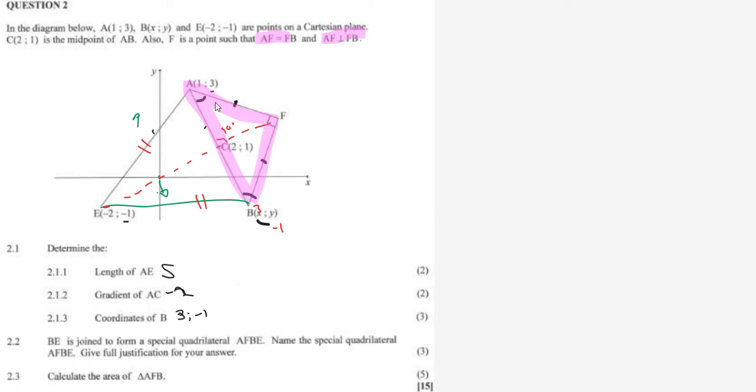Since we know now this triangle, let me try to draw this triangle separately. Maybe it's going to make sense. This is the triangle that we're talking about. This triangle here is right angled, it's F. I call it point A, I call it point B. But fortunately we are given that this one is equal to this.